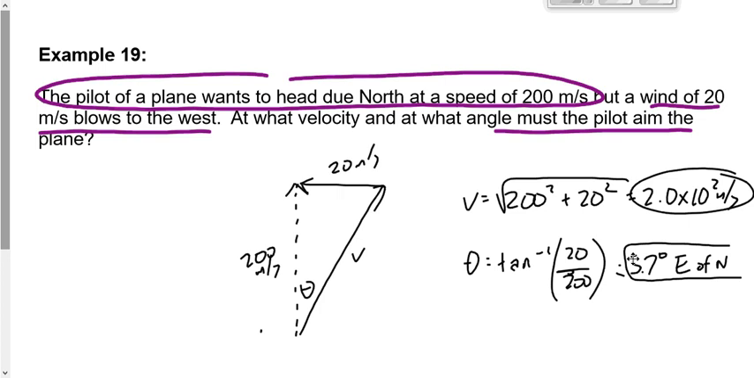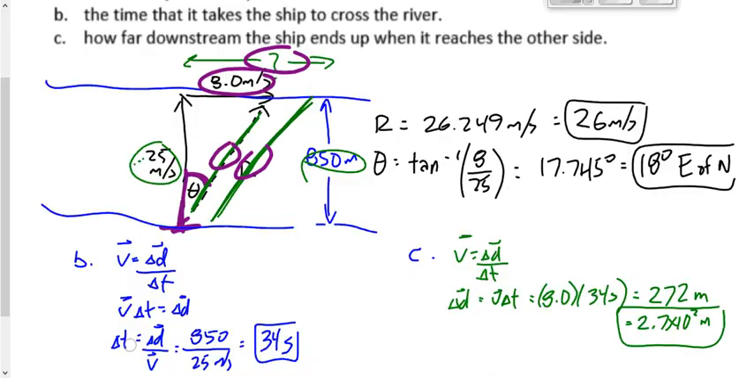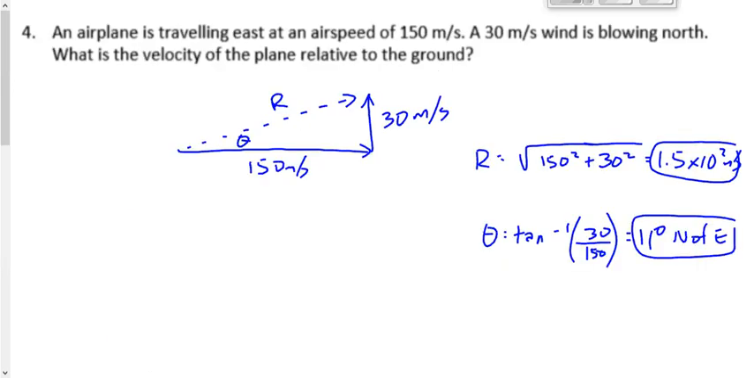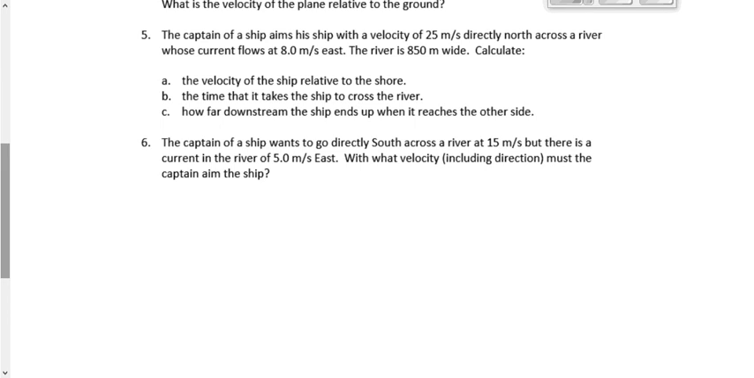All right, I'd like you guys to take a look here now at worksheet number 8 again. This time, it's going to be question number 6. Let's go over question number 6 now. It says the captain of a ship wants to go directly south. Wants to go, that's going to be a dotted line vector because we're going to assume that the captain of the ship actually goes south. So we're going to say dotted line vector to the south, 15 meters per second. There's a river current that's 5 meters per second to the east.